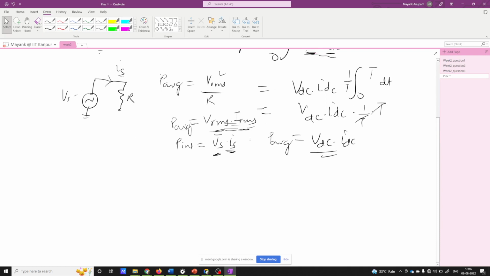No, in the case of a pure resistor, this is the only thing. Yes, you are right, there is a power factor. So that is what I am coming to next.